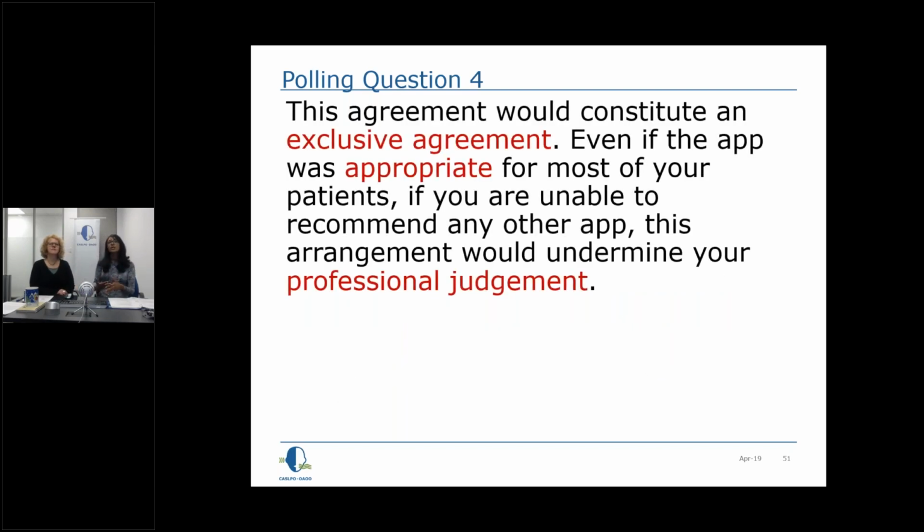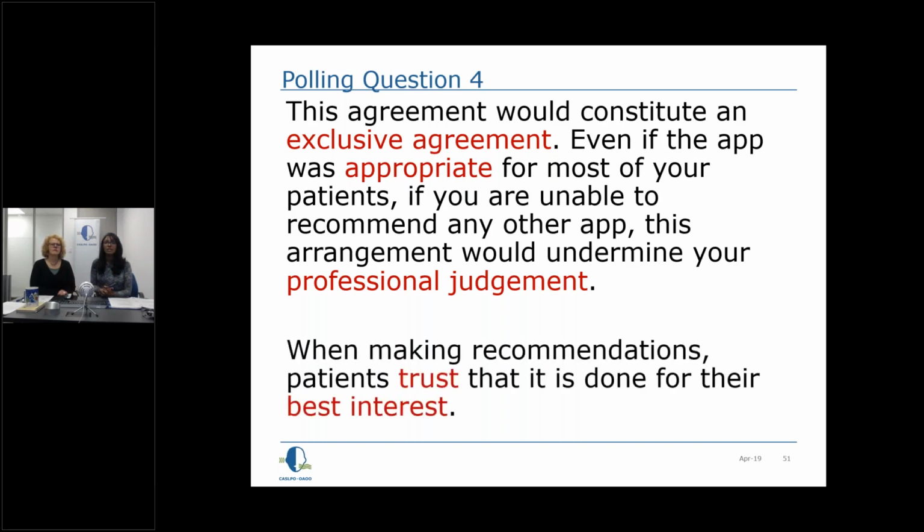This arrangement would constitute an exclusive agreement, and even if the app was appropriate for most of your patients, this situation would create the environment where you would be unable to recommend any other app. Ultimately, this undermines your professional judgment to make appropriate recommendations, based on your patient's needs rather than your own financial incentive. When making recommendations, we go back to what we discussed in the beginning: patients trust, as an important part of the therapeutic relationship, that all recommendations or treatment plans are done for their best interest, exclusive to them and their needs.